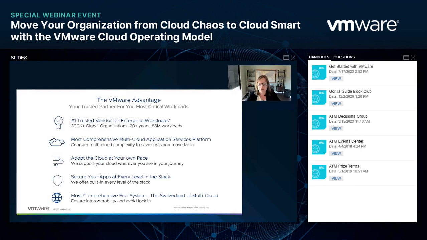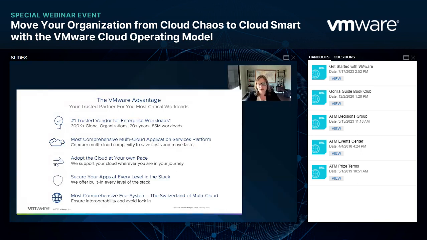And we have the most comprehensive ecosystem. We've always called ourselves the Switzerland of IT and of infrastructure, and now we like to think of ourselves as the Switzerland of multi-cloud. That is to allow you the choice of the underlying hardware that you want to use, or now the underlying cloud provider that you want to use.